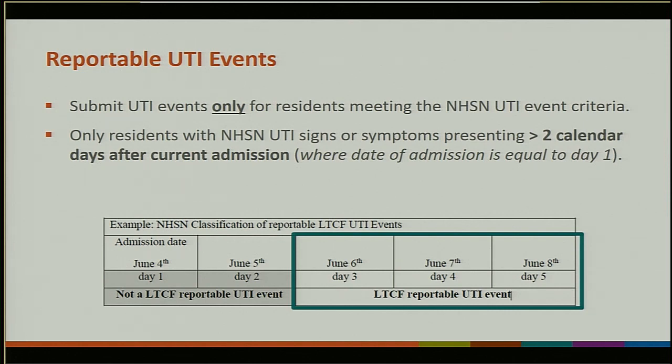So if the resident comes in and complains of dysuria on day 1, but the urine culture is not collected until day 3, what are you going to do? Count it or not count it? Not count it, because the onset actually occurred. So you're looking at the onset. So the onset is identified as either the first sign or symptom or the collection of that positive urine culture.